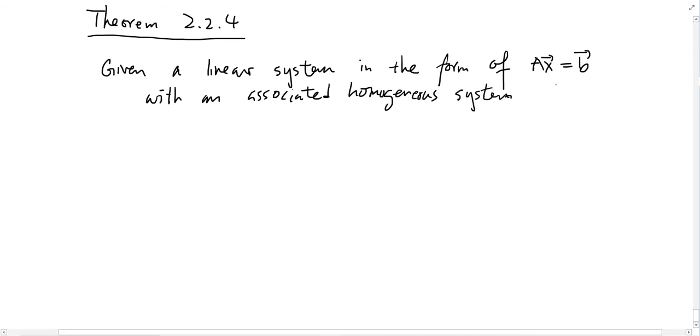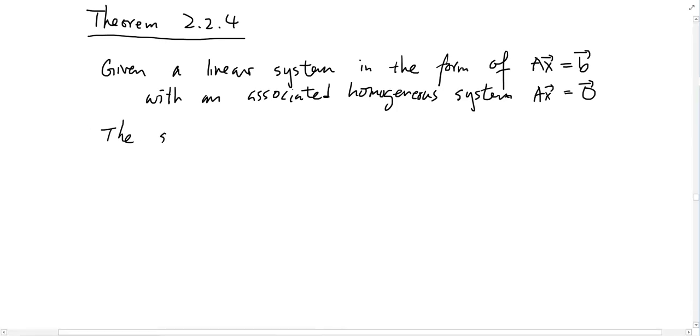So what is an associated homogeneous system? It's basically the same exact system, but instead of vector b, it's equal to 0. Remember, homogeneous system or homogeneous equation means an equation that equals 0. So in this case, it's called an associated homogeneous system because it uses the same exact coefficient matrix. That's the reason why.